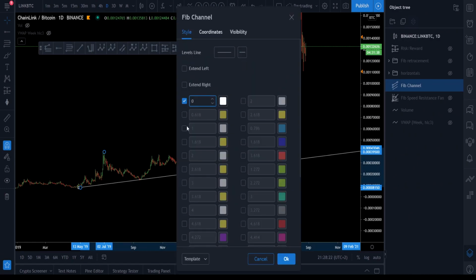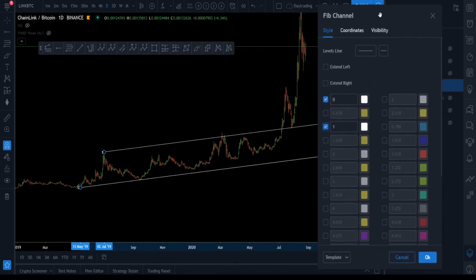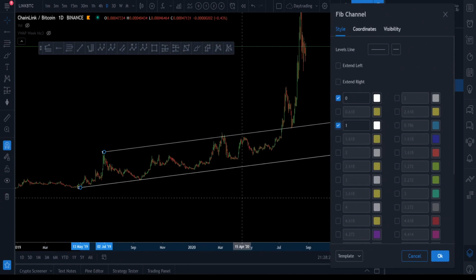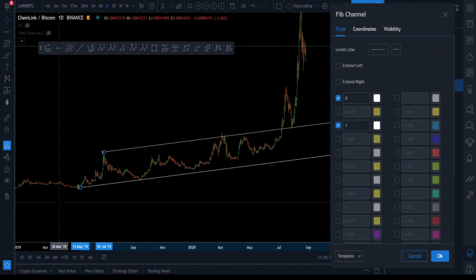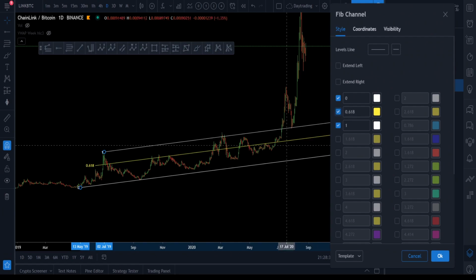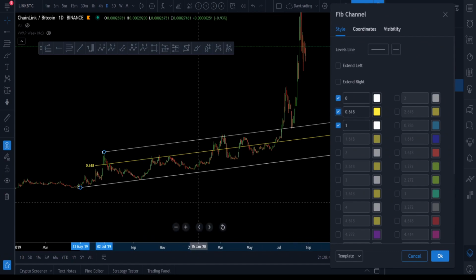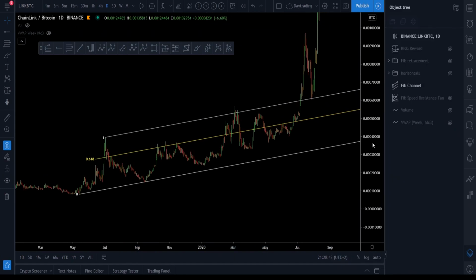Bottom of the channel, top of this Fibonacci channel, right? This gives us a channel. You can already see it, it's so perfect, and you're going to be massively amazed. Just wait. I'm getting really excited. Let's open up the 0.618. You can already see how perfect that was, right?